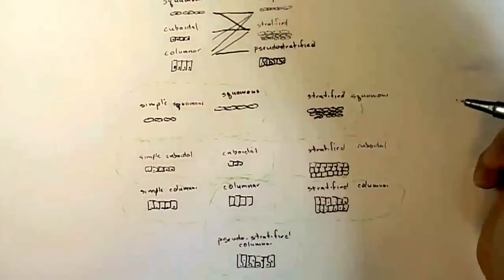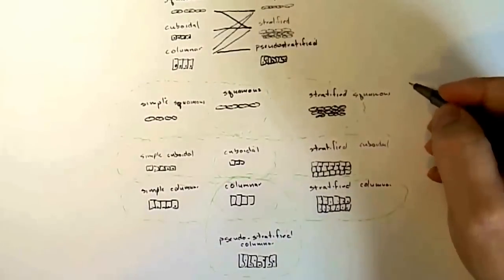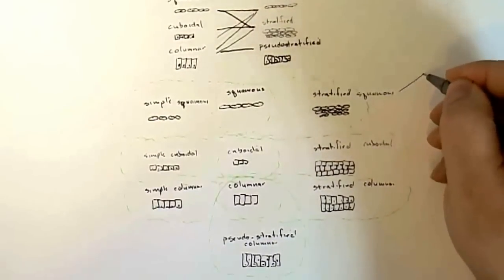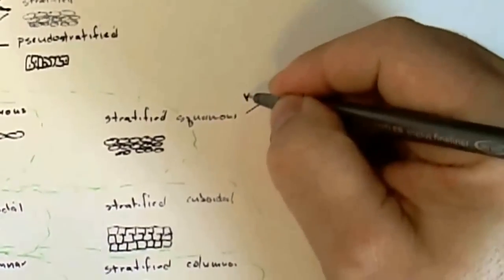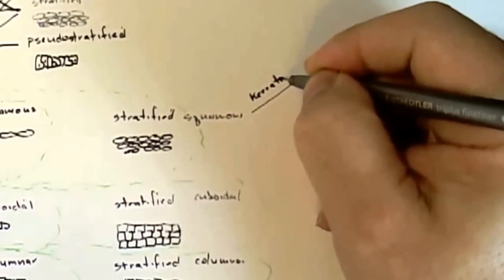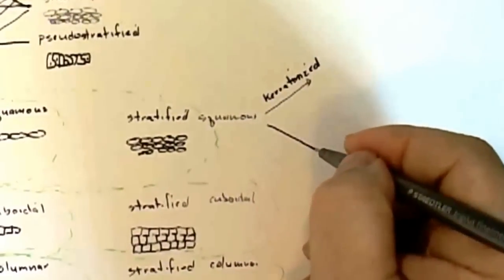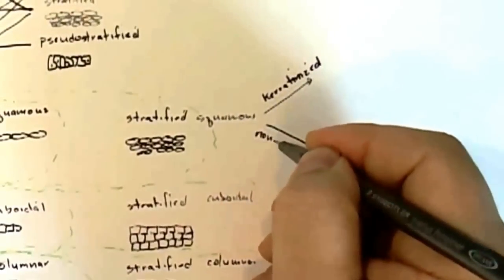Pseudo-stratified columnar. Now, I will tell you that there's a couple of offshoots here. There's a couple of other things we need to get to clean this up. There's two different types of stratified squamous. There is keratinized. So keratin is a long stringy protein, and there's non-keratinized.